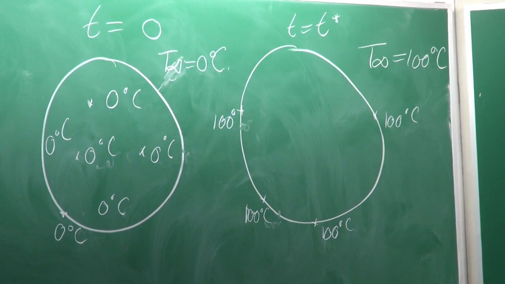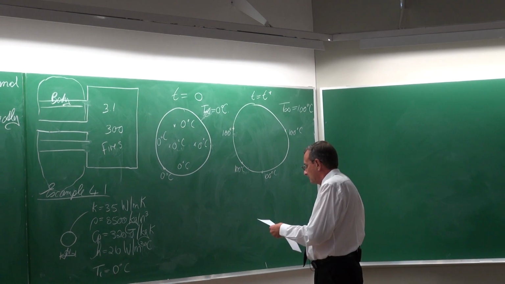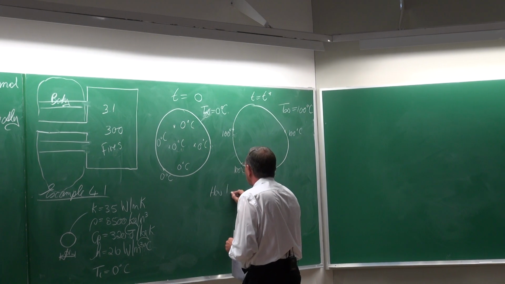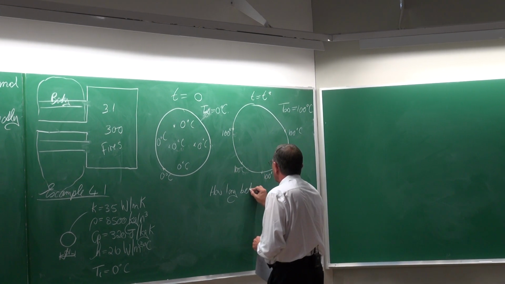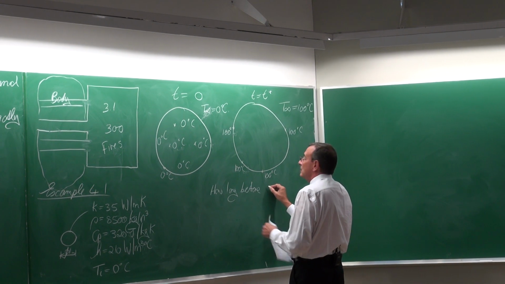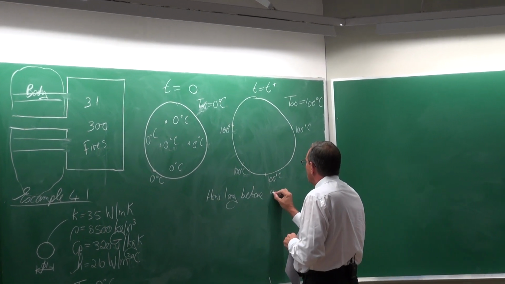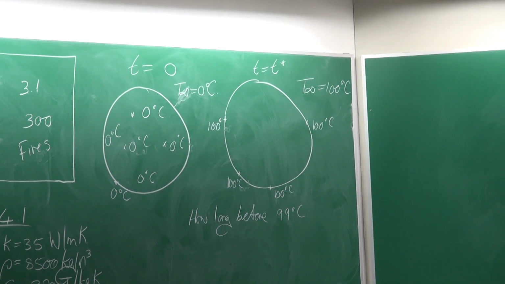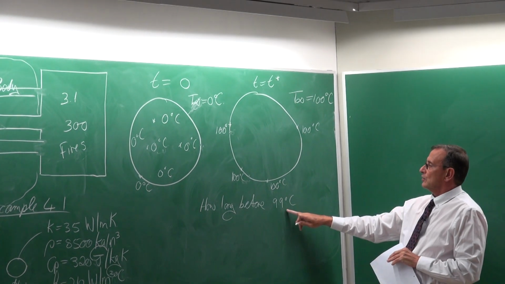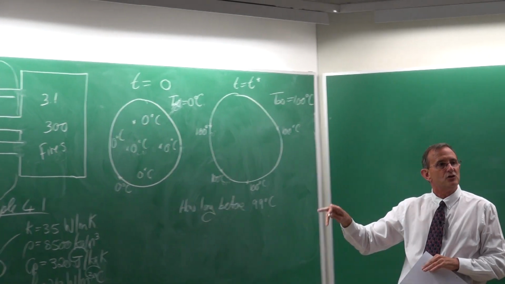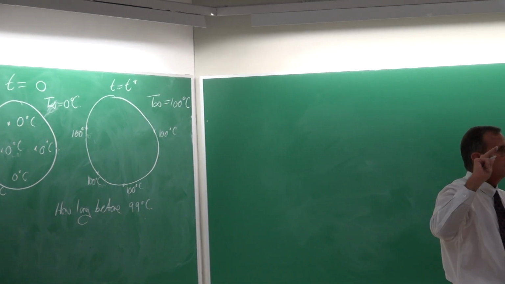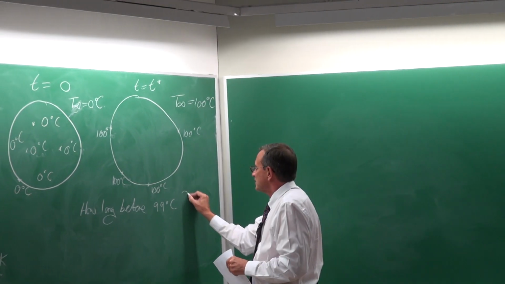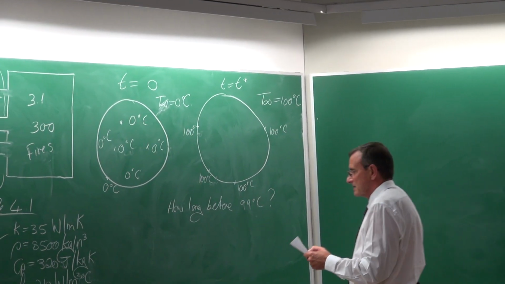Now the question is, how long before this thermocouple junction would be at 99 degrees Celsius? Not 100 but 99, so it is within 1% of the 100 degrees. How long before it reaches 99 degrees Celsius?